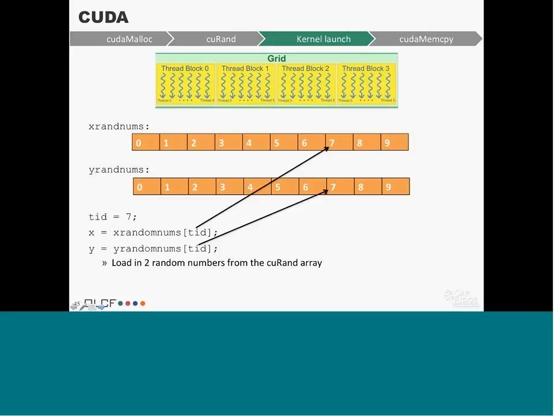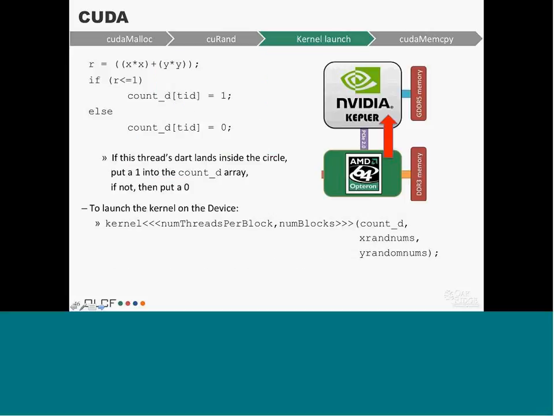Okay, so when the value comes up to 7, we simply load whatever is at index 7 of the array into our X and our Y value for our guards. Then we compute to see if it's in the circle. If it is, we load a 1 into our count D array, and if it's not, we load a 0. We do this so that when you reduce on the host, it reduces down to however many points we're at.